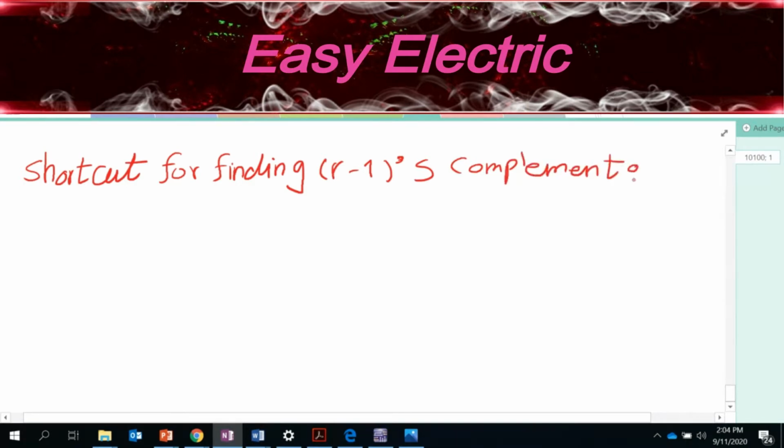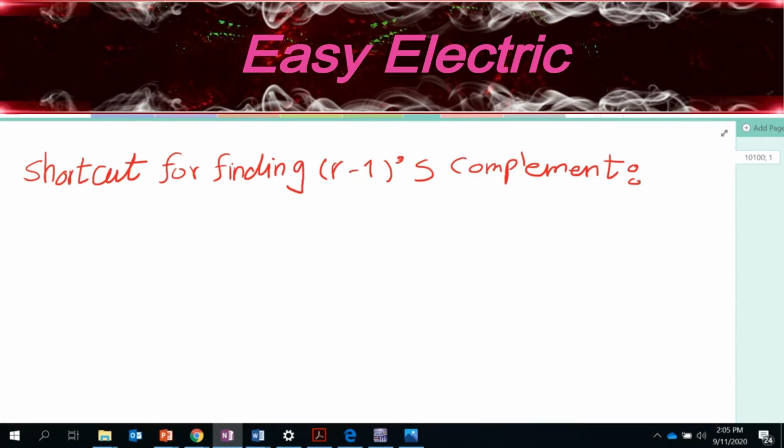Whenever I say r-1's complement, again, r is the base. So if you are in base 2, the r-1 complement is the first complement, or 1's complement. If you are in base 10, the r-1 complement is the 9's complement. If you are in base 8, the r-1 complement is the 7's complement. As usual, r here is the base.